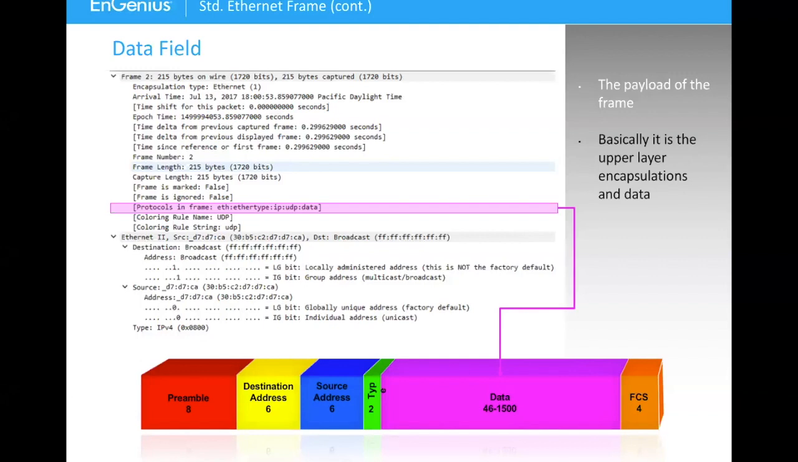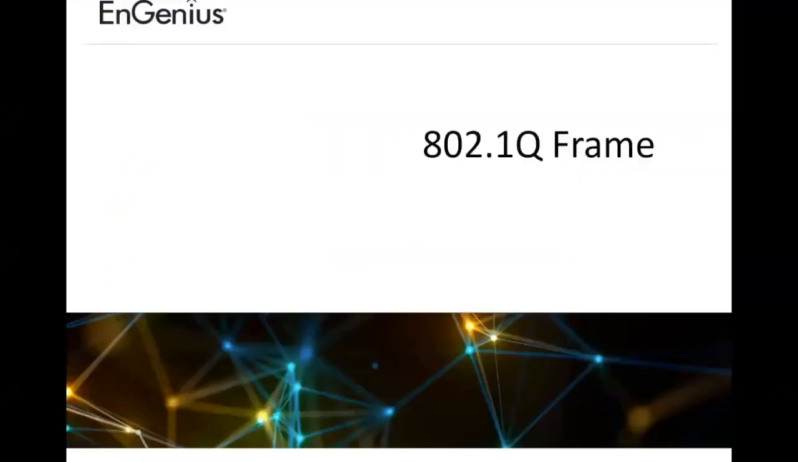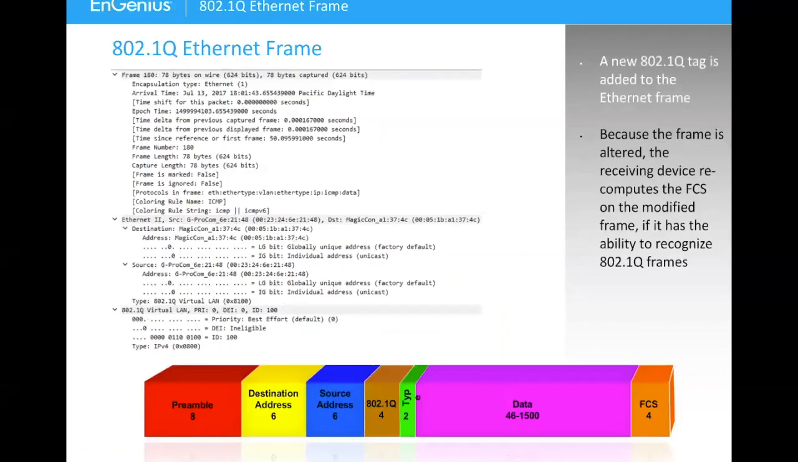So this is the reason why it's important when we start talking about 802.1q frames, because if you look at the frame structure, 802.1q actually adds a new header with subfields in it. So now the FCS is run across the destination address, the source address, the new header, the type, and the data.